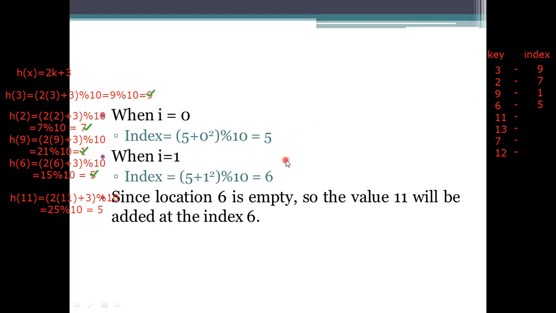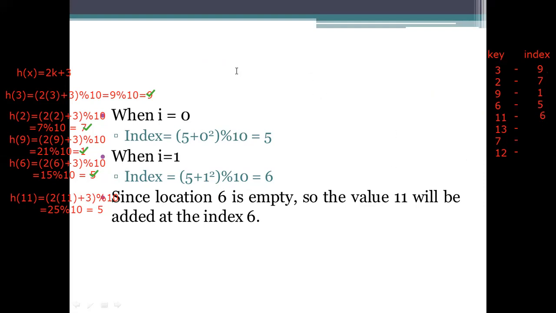So what I have to take, I need to take i equals 1. i squared means 1 squared, 1, plus 5 is 6, 6 percentage, that is 6 modulus 10, which is equal to 6. Now see what are the places that are empty. Is it being used or not? No, it is an empty one. So the new value to be stored for that processing will be at 6 here. Okay, so 11 will be stored at the position 6 here.